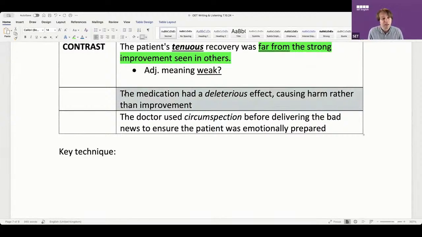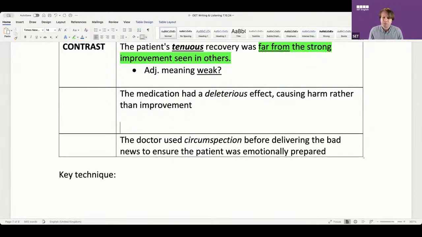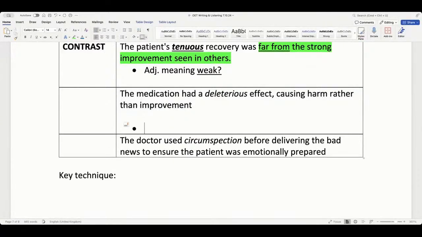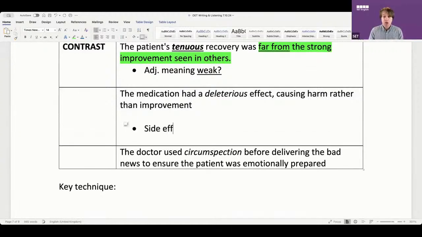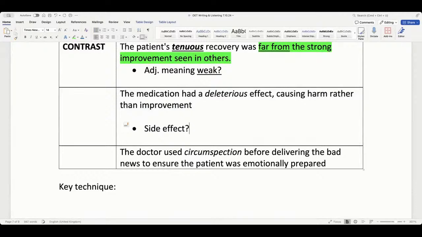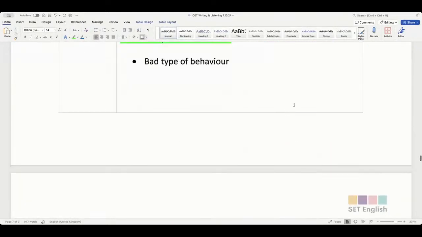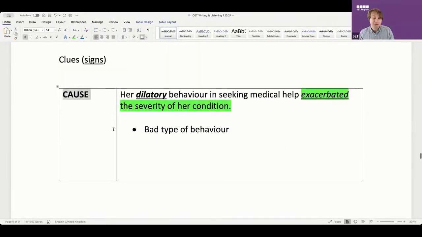Causing harm rather than improvement. What does deleterious mean? Side effect, it's here, we mean. So we think it's a bad one, yes? Yeah, because it's causing harm. Again, negative, rather than improve. We have this clue, right? Now, this, negative connotation, it's not the same as cause.